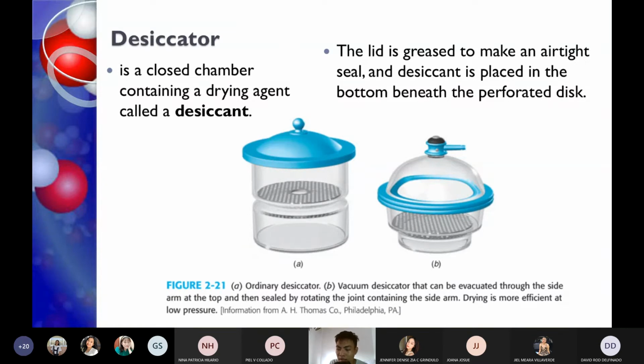Kasi may humidity talaga sa hangin, hindi natin maiiwasan yan. So, kung gusto nyo maging as dry as possible yan, you place it in the desiccator because the desiccants here, the silica gel, will further absorb the water, no? Para maging dry siya. Okay?